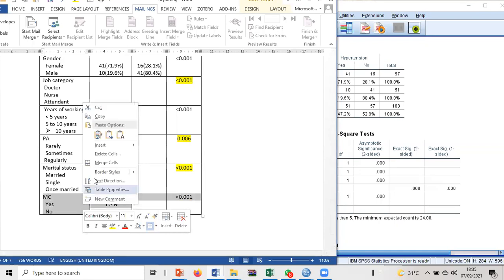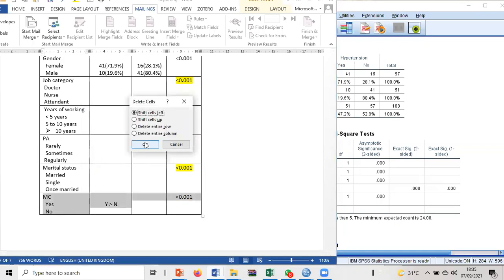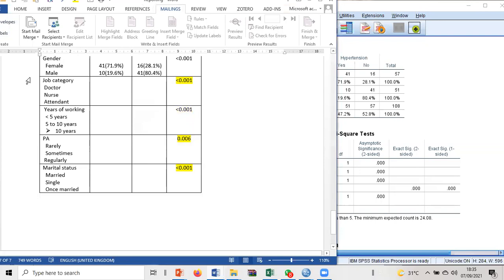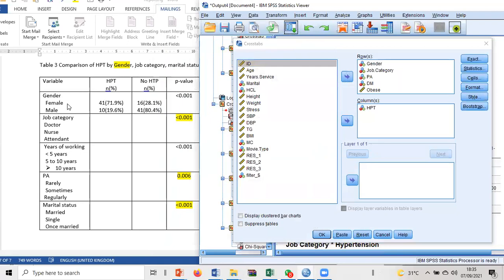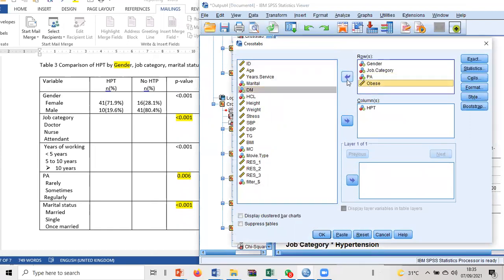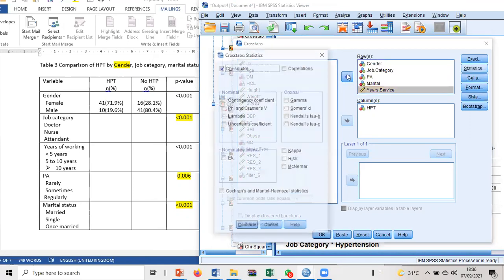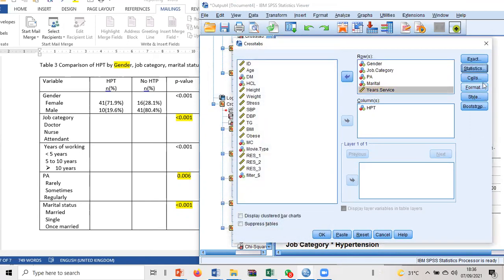All right, let me use these variables. Let me do it again. What are the variables here? Gender, job category, PA, diabetes or not, obese or not, marital status, years of working, years of service. So we did statistics, chi-square, cells, row percentage.